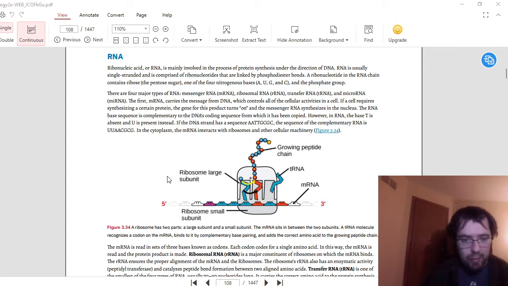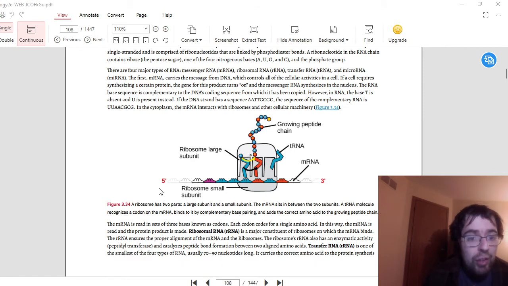That is not something I remember going over. At first, mRNA carries a message from DNA, which controls all the cellular activities in a cell. If a cell requires synthesis of a certain protein, the gene for this product turns on, and the messenger RNA is synthesized in the nucleus. The RNA base sequence is complementary to the DNA's code sequence from which it has been copied. However, in RNA, the base T is absent and U is present instead.